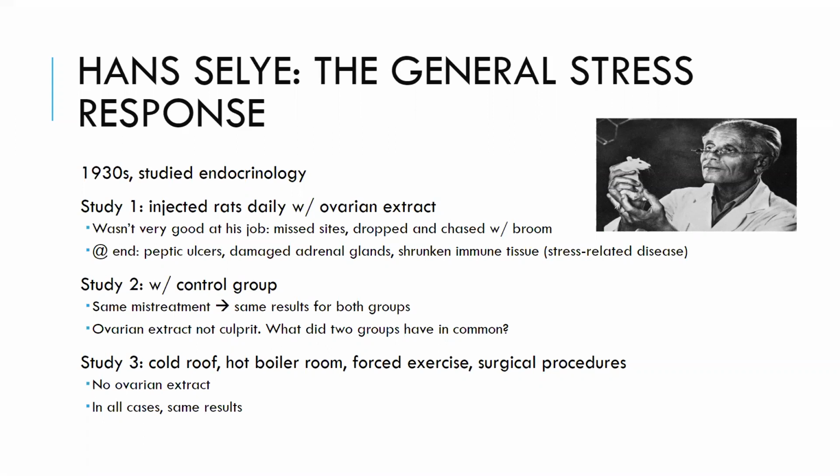And so in his 3rd version of this study, there was no ovarian extract, but instead he put the rats into groups and subjected each group to various stressors. So some had to live on a cold roof, some were living in a very hot boiler room, some were forced to exercise for long periods of time, some were subjected to less invasive surgical procedures. And in all cases, he saw the same results, the same peptic ulcers, the same damaged adrenal glands, and the same shrunken immune tissue.